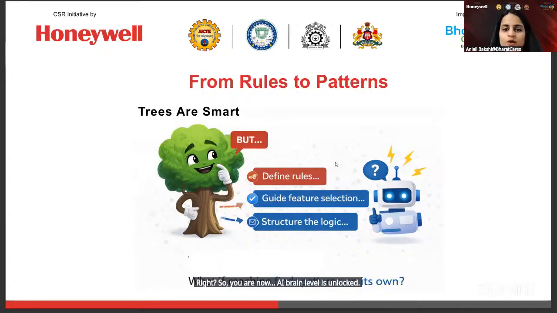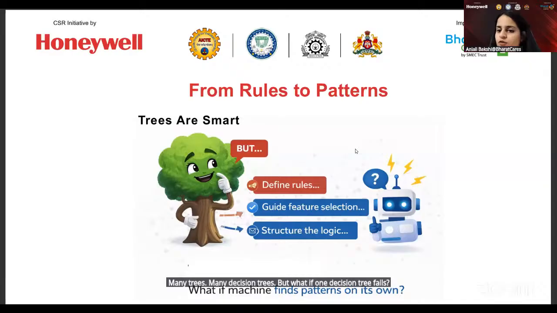So let's move on to our topic for today. My question for you all: if one tree makes a mistake, will the entire forest fail? Yes or no? You all know that random forest is built up of many trees, many decision trees. But what if one decision tree fails? So will the entire forest fail? What do you think?